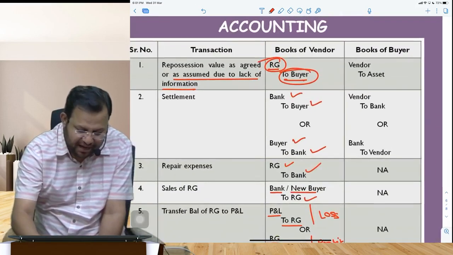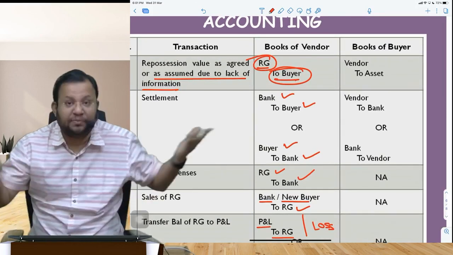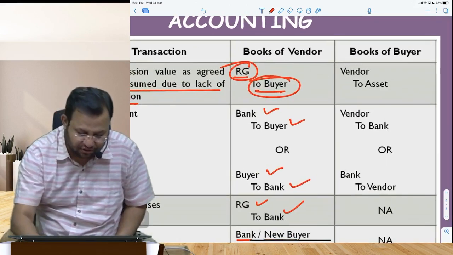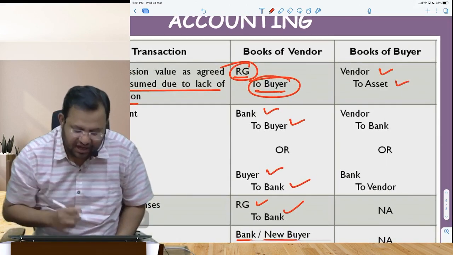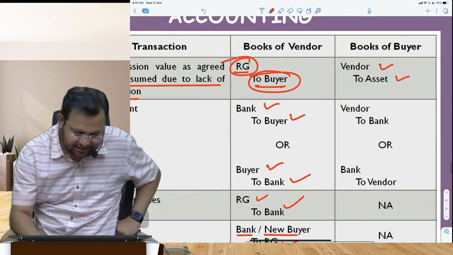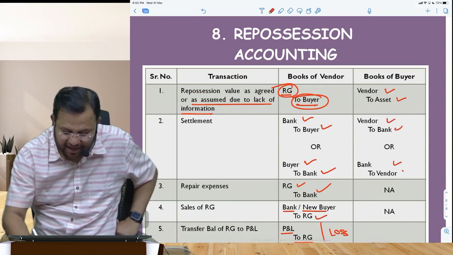Look at the books of buyer. Buyer के books से क्या सोचना है? It is a sell of asset. तो पहले उसने asset बेचा. Asset बेचा मतलब किसको बेचा? जिसको बेचा उसका नाम receivable करो. Vendor account debit to asset account. It is books of buyer. Settlement हो गया. Payment है तो vendor to bank. Receipt है तो bank to vendor.